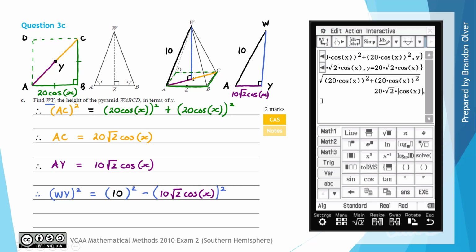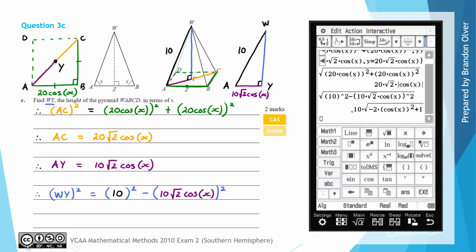So this time it was WY squared, and I'm actually going to show you that second method that I just showed previously, where we just take the square root of the right hand side to get WY by itself. So we're going to have the square root of, and then it's going to be 10 to the power of 2, and then we're going to have minus, still under the square root sign, in another set of brackets, the 20 root 2 cos of x halved, so that's just going to be 10 root 2 cos of x, and then we need to square that as well. And then hitting execute will give us this output.